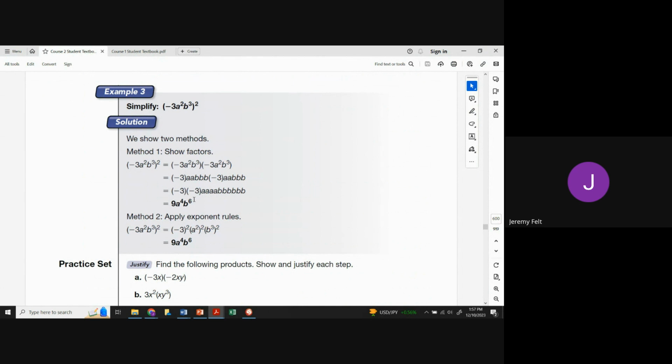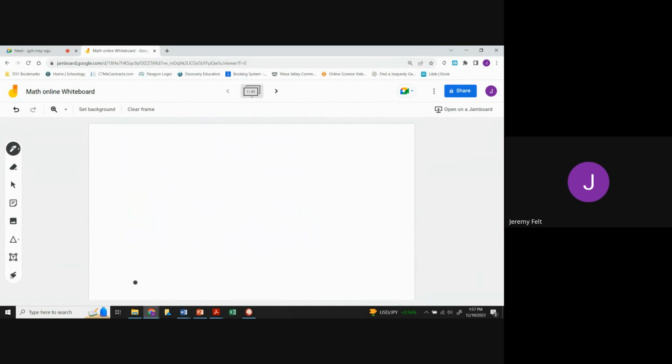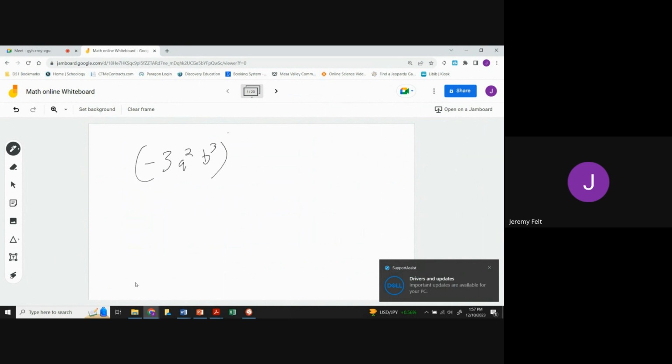Okay, so if I have 3 squared b cubed, and all of that, again, this entire term, we're raising to the power of 2. And it's essentially multiplying this by itself. So 2 squared is 2 times 2. Same thing. This term squared is this term times this term.